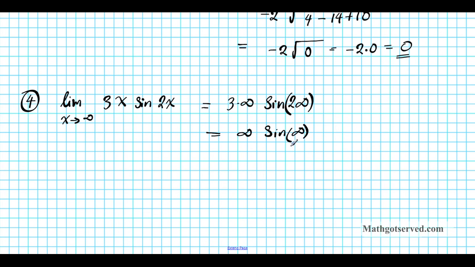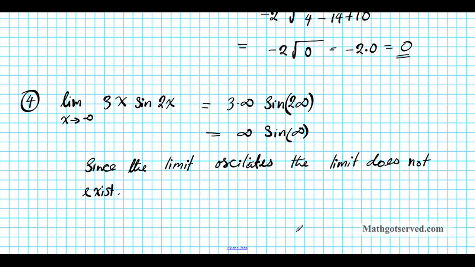At infinity, sine goes between -1 and 1. It attains any value. It oscillates between -1 and 1. It doesn't approach any particular value. So this is going to be oscillating between negative infinity and infinity. Since the limit oscillates, it doesn't have a particular number that it approaches. Since it oscillates, the limit does not exist.